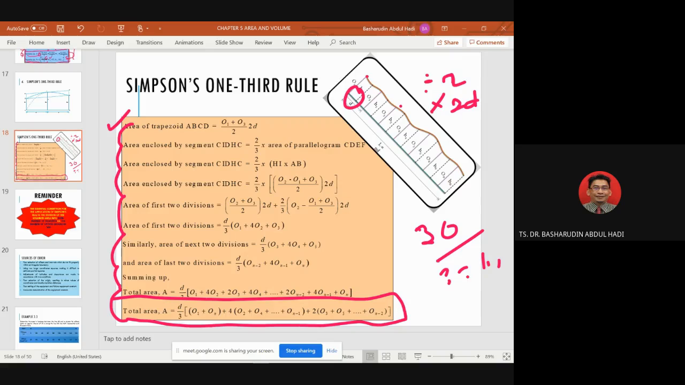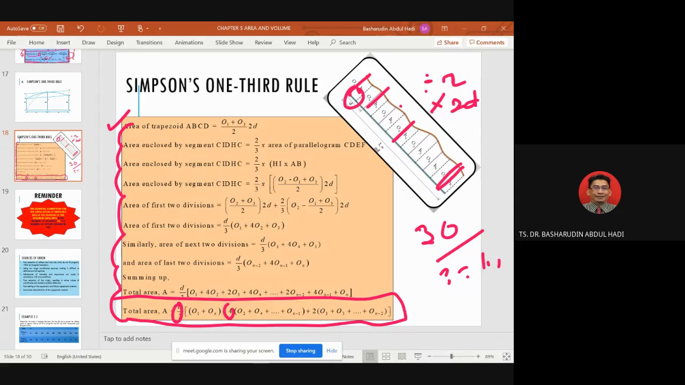And then you go to O1, like this one, and then ON, like this one. And then plus, this one is a constant, D divided by 3. O2, you look at this one, O2, and then you go to O4, like this line, until you finish at ON minus 1, like this.